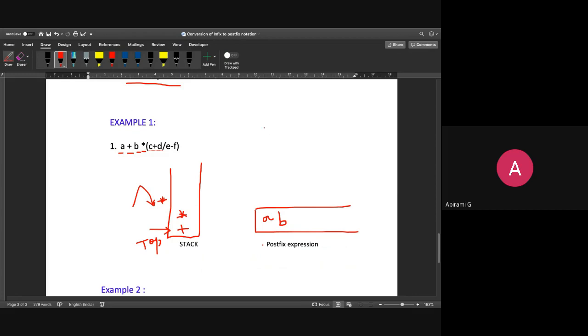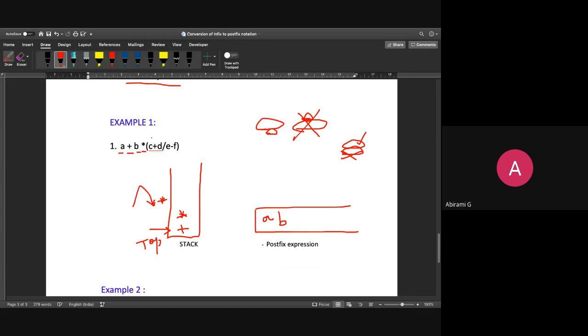Remember, always place higher precedence over lower precedence. But we cannot place a lower precedence operator over a higher precedence operator. This cannot be possible. Also, we cannot place an equal precedence operator over another. So first we have to remove this one, then place this.